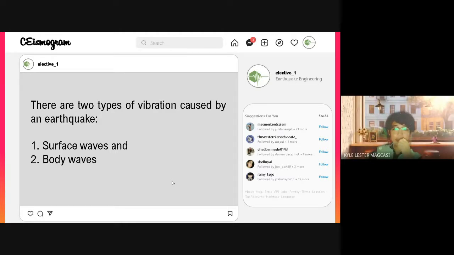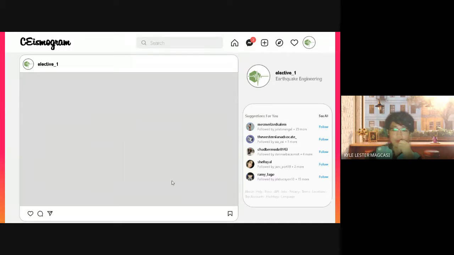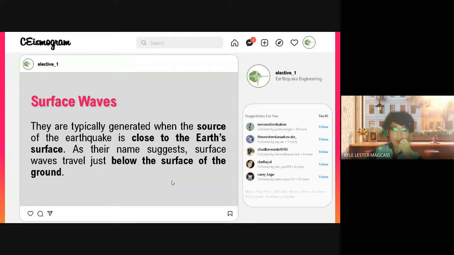Whenever there is an earthquake, vibrations are felt, and these vibrations have two types, the surface wave and the body wave. First, let us talk about the surface wave.